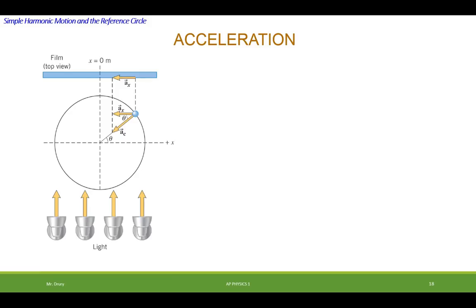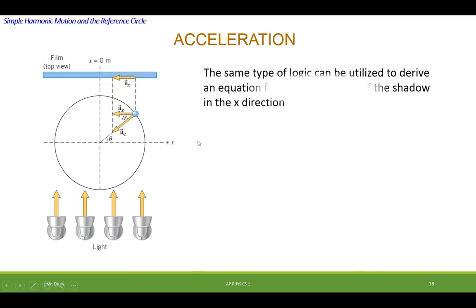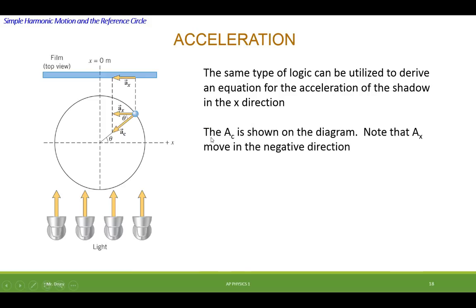Now acceleration. The acceleration that the object would feel going around a circle at a constant speed would only be the centripetal acceleration, or the center-seeking acceleration. And once again, if we're trying to find the acceleration of the shadow, it would be in the x direction. So we're going to use the same type of logic to find out the acceleration of the shadow, which would be the acceleration of the ball in the x direction. A sub c is shown on the diagram, and once again notice that the a in the x is moving in the negative direction.